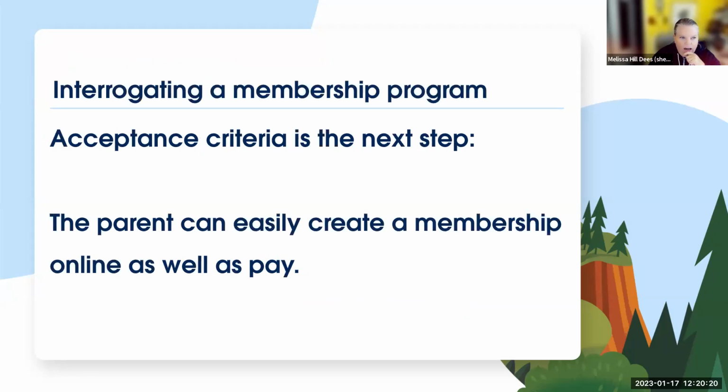So acceptance criteria is the next step, right? And this is where you measure things. So the parent can easily create a membership online as well as pay, right? That's a little bit broad, but the more specific you can be, the better. For example, it might be, so the parent can create a membership online as well as pay with 2 clicks, right? That gives you some definition to what you're trying to achieve.